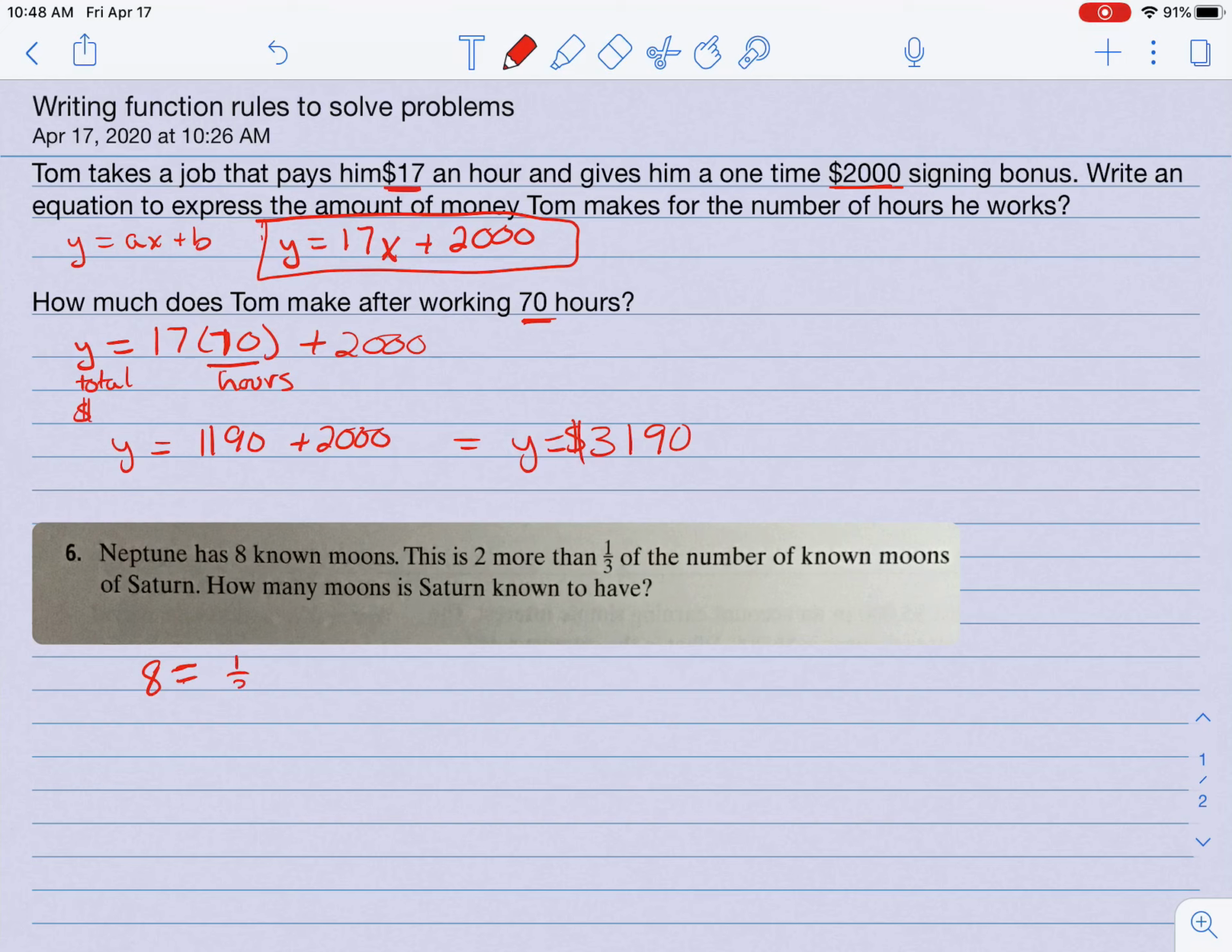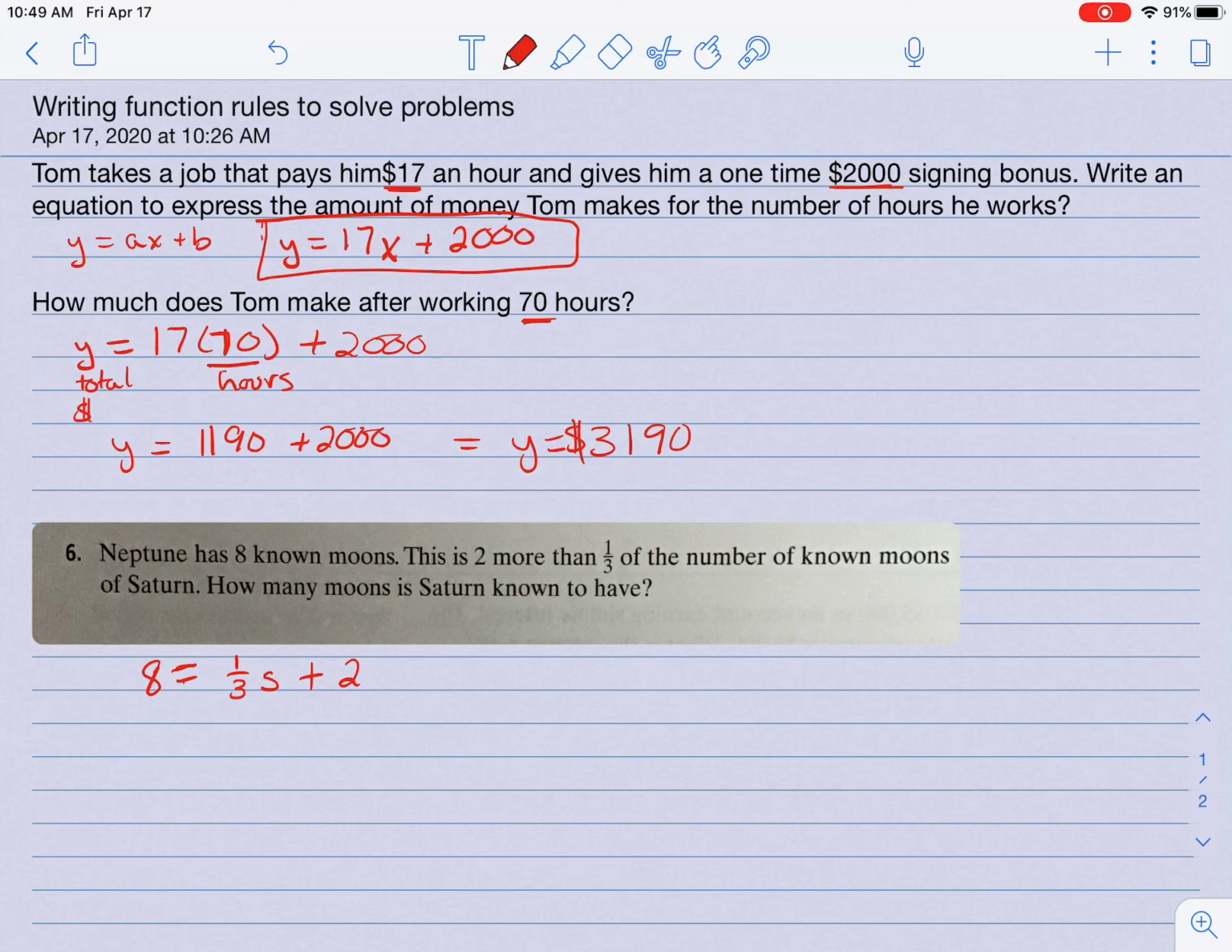So the number of Saturn's moons is S. So we know that 8 is 2 more than a third of Saturn's moons. So that'd be 1/3 S plus 2. Okay, so there we've set up our equation.